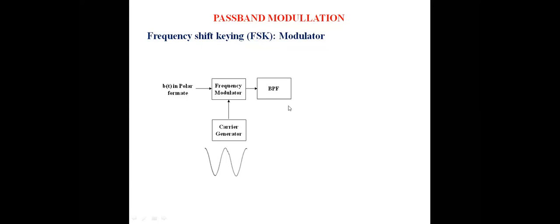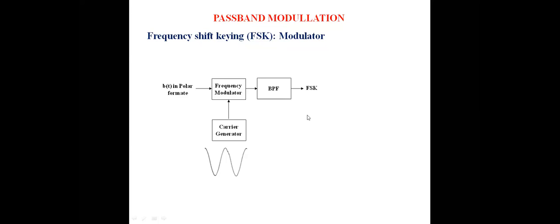For this, what is the input? First input is binary input in polar format, and the next input is the carrier at a particular frequency. The frequency modulator will generate an FM signal, I mean frequency shift keyed signal, and it is filtered in a band pass filter in order to confine the bandwidth before transmission, to a specific transmission band. So the output is FSK.